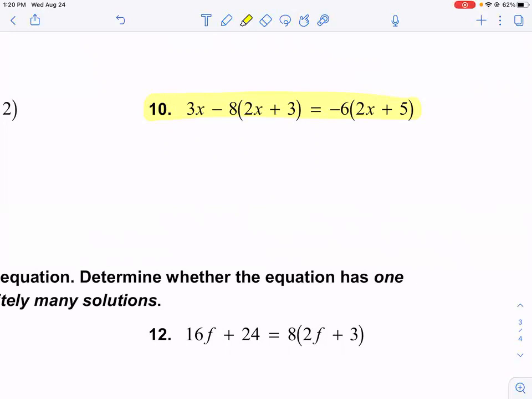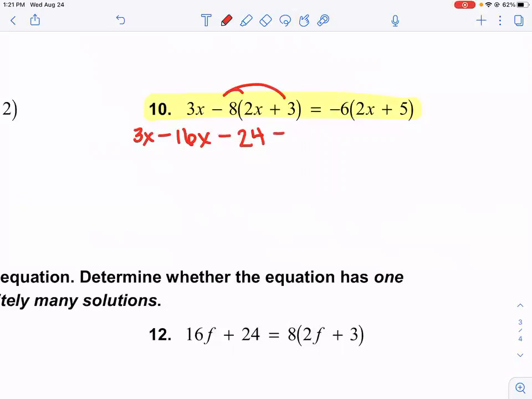In this problem, I see parentheses involving lots of numbers. We need to distribute so that we can combine like terms. But the reason I wanted to do this problem in class is because of this 3x minus 8 parentheses 2x plus 3. The 3x stays as the 3x, but this minus 8 needs to get distributed through the parentheses. So what is negative 8 times 2x? Negative 16x. And then we have this minus 8 times a positive 3, which gives us negative 24.